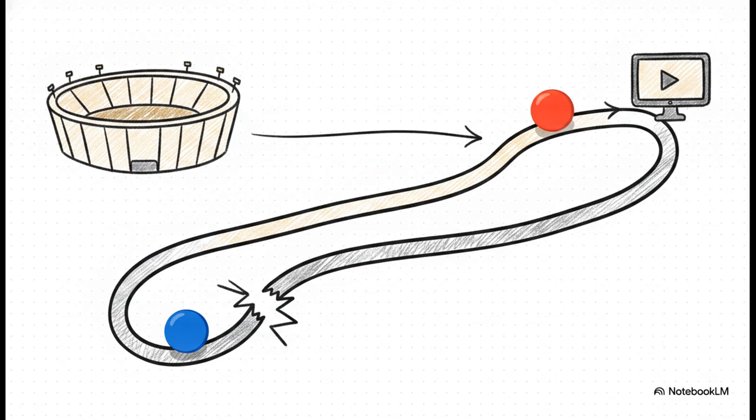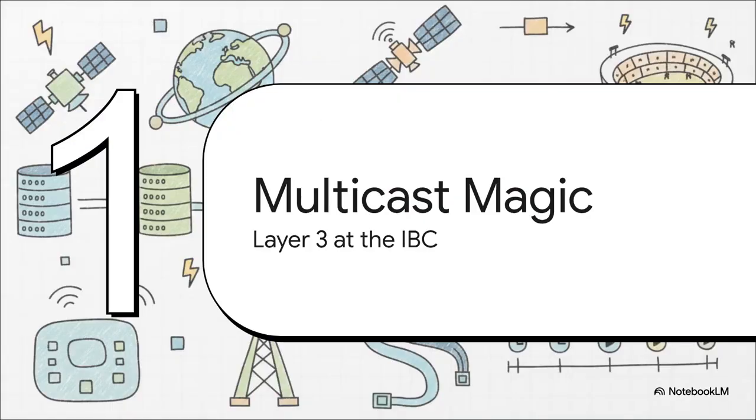If a fiber line gets cut, the broadcast doesn't even drop a single frame because the other packet is already there waiting. Which brings us nicely to Section 2.